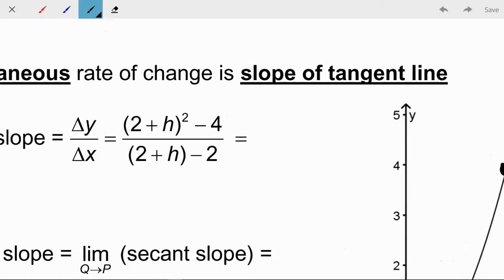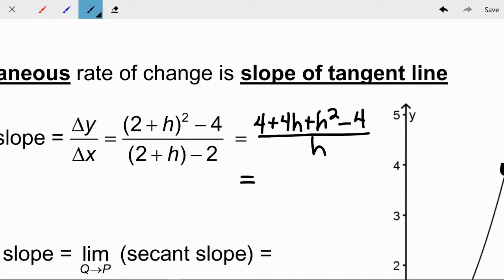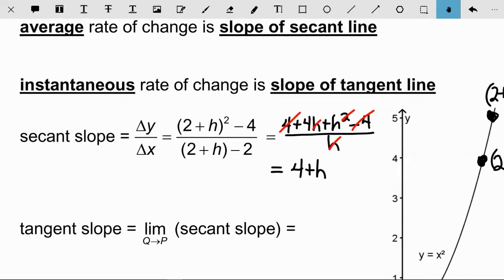For this expression, if I were to expand this out, what I would have is 4 plus 4h plus h squared minus 4. So that's the numerator expanded out, divided by 2 plus h minus 2, which would just be h. Now if I simplify that a little further, you can see that the 4's are going to cancel each other out. And then now that that's gone, I can cancel out an h, and this whole thing simplifies down into 4 plus h. So my secant slope can be defined as 4 plus h.